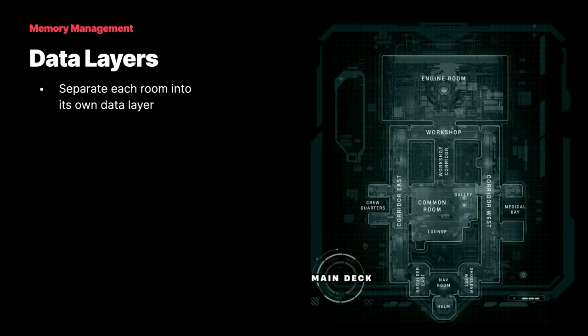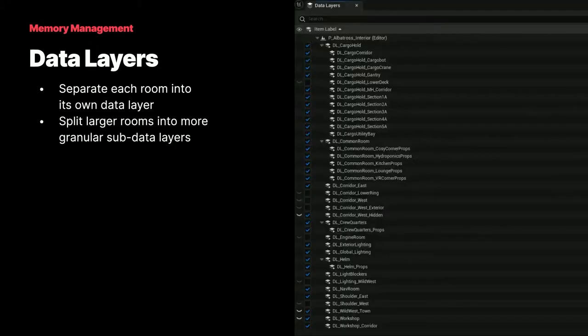So to start with, we created a unique data layer for each room of the ship. The helm, the crew quarters, the corridors, the common room, each had its own layer with all the actors in each room placed in its corresponding layer. This includes all the geo, decals, lighting, post-processing, and effects for each room.